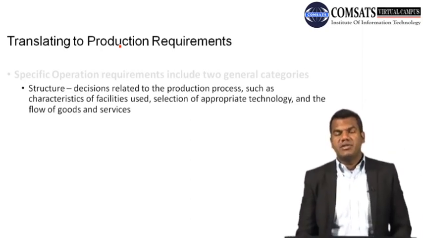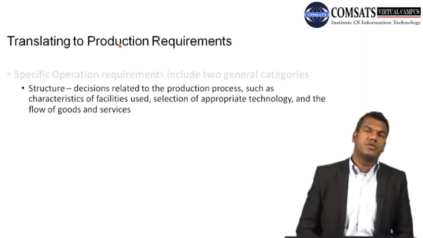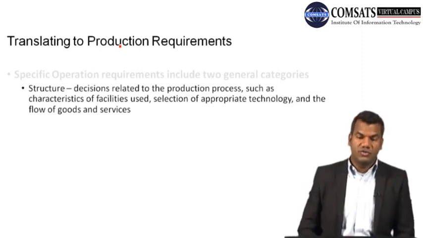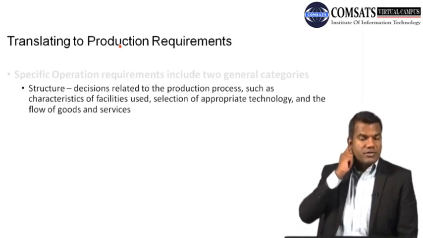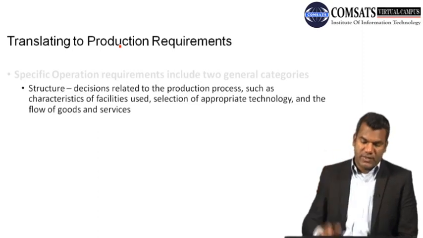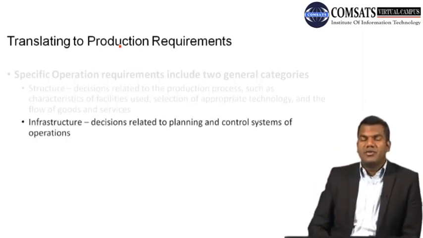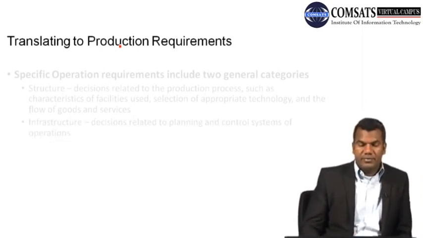Ab structure kya hota hai? Structure is basically the decisions related to the production process. Jo bhi decision with reference to production process, that comes under structure, such as characteristics of facilities used, selection of appropriate technology, and the flow of goods and services. On the other side, aapka jo infrastructure hota hai, that is related to planning and control systems of operations.